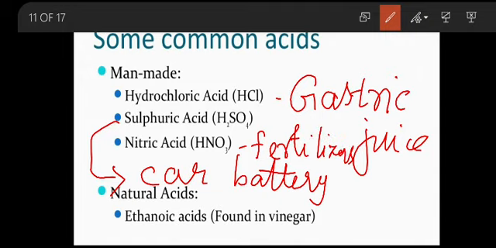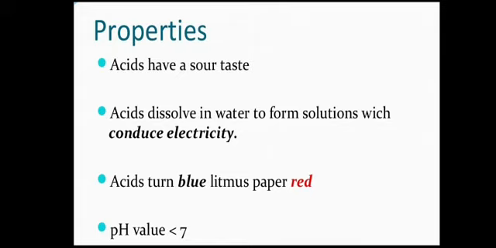Okay, what are the properties of an acid? We cannot touch an acid and see it because strong acids will be very damaging, whereas weak acids we are eating, potato, milk and all, we are using it. We cannot touch the acids directly. So we have to either identify using the indicators or some weak acids also we can taste and see.